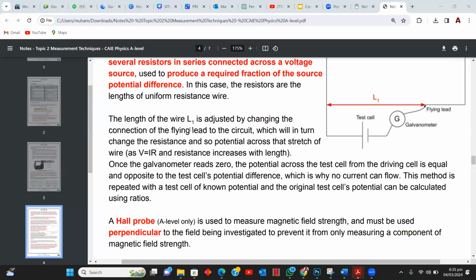So what you can do here is move the flying lead and use any part of the wire that you want. If you want more resistance, you'll just push this flying lead towards the right side. If you want lesser resistance, you will push it towards the left hand side. So it depends on the amount of resistance you need in your circuit. Okay.